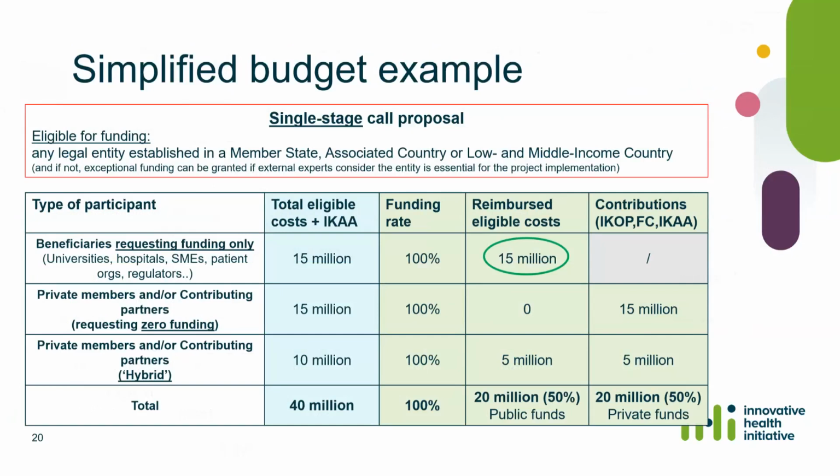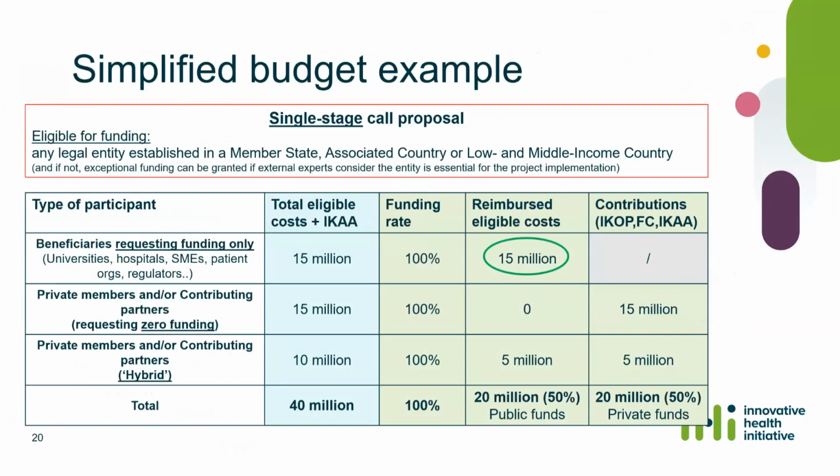And so if I come back to this example, this is what we expect to receive more or less for single stage call proposals. We would have 3 types of participants. Beneficiaries requesting funding only, like the SMEs or the hospitals, universities, and so on. You see that they request 15 million, which is the totality of their total eligible costs. Then we would have private members and or contributing partners who would be contributing fully in terms of ICOP or financial contribution and so on, and they would be requesting 0 funding.